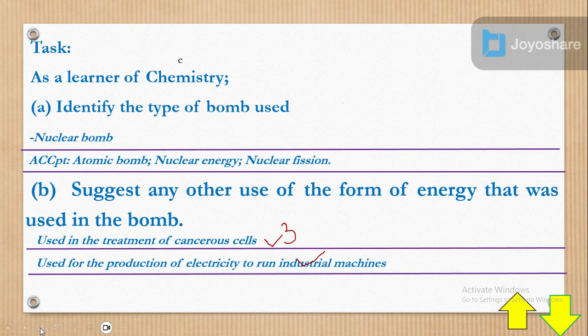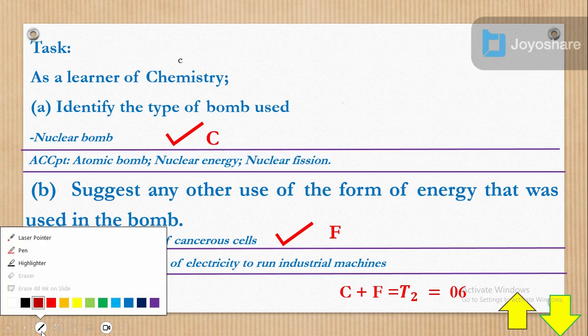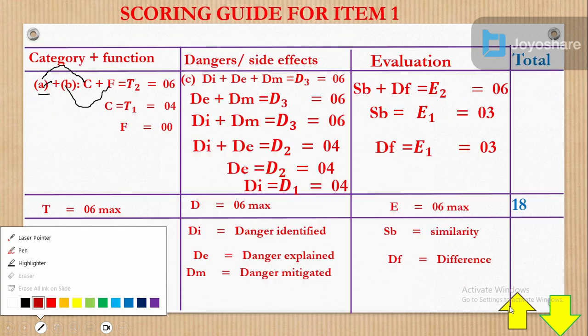How do we mark? We agree that part A we mark using letter C, and part B we mark using letter F. So letter C, a category, and 2 functions given to us. The total C plus F gives us 6. So if a student gives the correct category and correct uses, the student qualifies to get 6. Other marking criteria have been clearly outlined up there. Just to remind you, in our guide we have a category and function, so you give 6. But if a student gives only a category, you give 4.